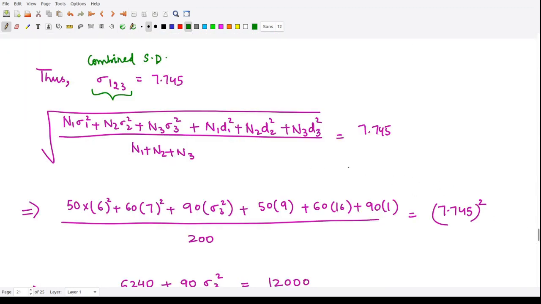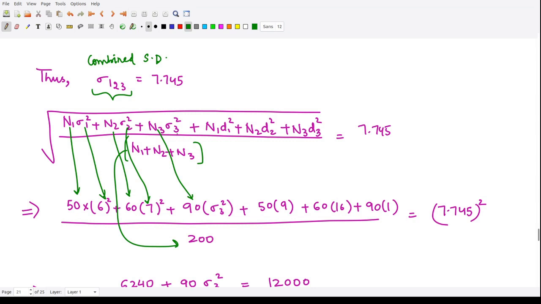When you substitute all these values, in place of n1 we have 50, in place of n2 we have 60, in place of n3 we have 90, and the combined value is 200. Moreover, sigma 1 is given to be 6, sigma 2 is given to be 7, and sigma 3 we have to calculate, so this is unknown here.